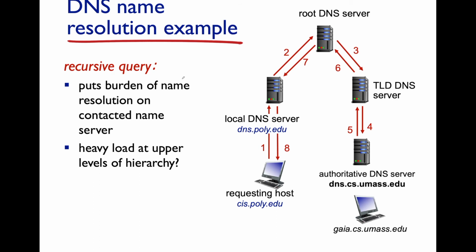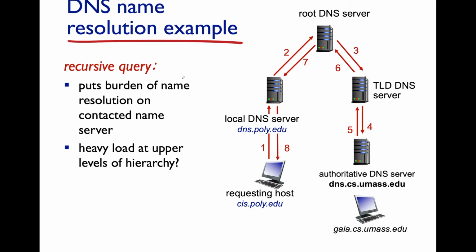Let's contrast that with recursive query. In the iterative case, when the local DNS got back a response, it was a forwarding address, and the local DNS did the work itself in contacting whomever it believed had the right mapping. So the local DNS did all the work. Now, in recursive query, that's not the case. The DNS that receives the query, if it does not have the name address resolution, forwards it on to the next one instead of saying, here's a forwarding address, you go and do the work. And so the burden of name resolution is on the server that's contacted.